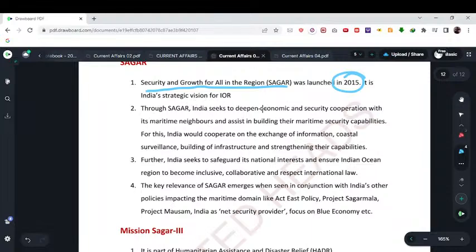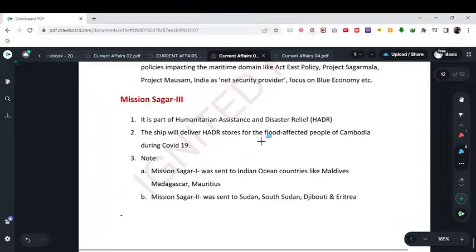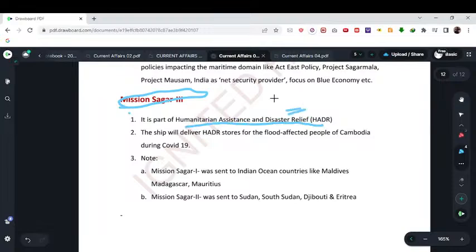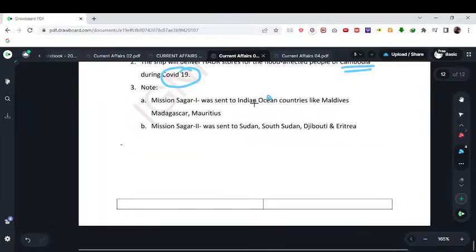Why is SAGAR important? Now SAGAR is important because India seeks to deepen economic and security cooperation with its maritime neighbors and assist in building their maritime security capabilities. Next, we see Mission Sagar 3. Now it is part of Humanitarian Assistance and Disaster Relief (HADR). This was specifically for Cambodia during the COVID-19 situation. So Mission Sagar 3 is a relief program for Cambodia for COVID-19. Mission Sagar 1 was for Maldives, Madagascar and Mauritius, and Mission Sagar 2 was for Sudan, South Sudan, Djibouti and Eritrea.